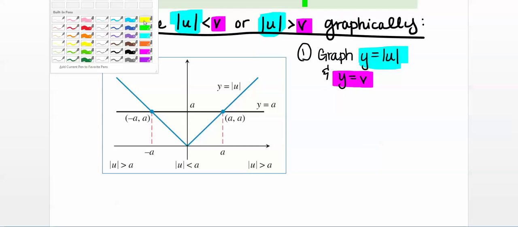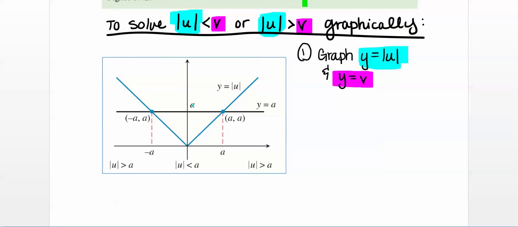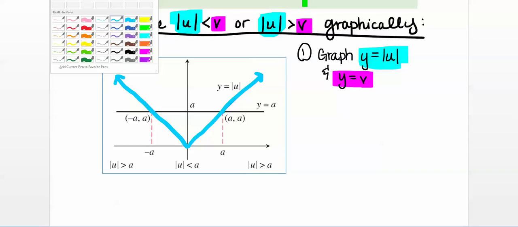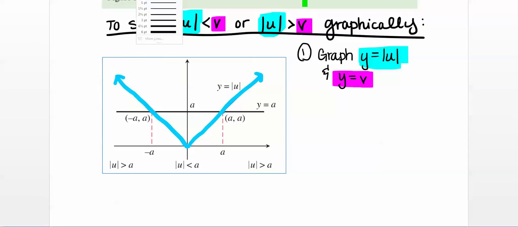Let's see if I can get this. Okay, so if I graph y equals the absolute value of u, you get this. This is the absolute value of u graph. It's just a V shape that you may remember from Algebra 2. Okay, then the other one, y equals v, that's just a constant, so you're going to get a horizontal line.